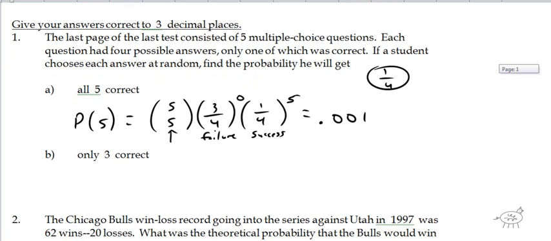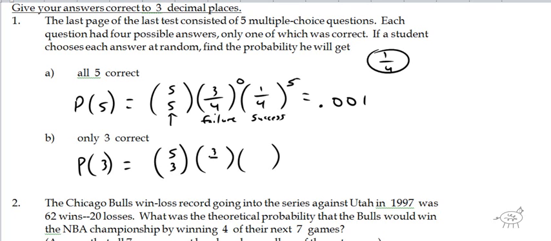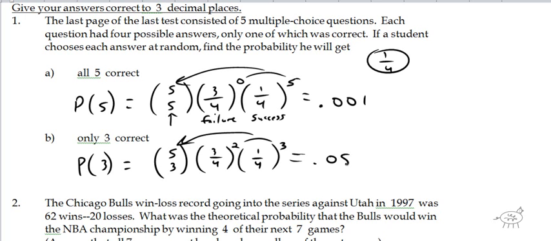Okay, so let's look at the next one, probability of getting only 3 correct. So that's the probability of 3. And remember, there are 5 questions, and now you're getting 3 correct. That 3 on the bottom is the number for success. Okay, and these are the same. 3/4 failure, 1/4 success. And now this 3 goes here for success. And failure, it's 5 minus 3, which is 2. Remember, these numbers have to add up to 5. These 2 numbers have to add up to 5. Okay? And you multiply all that out, and we get 0.088.